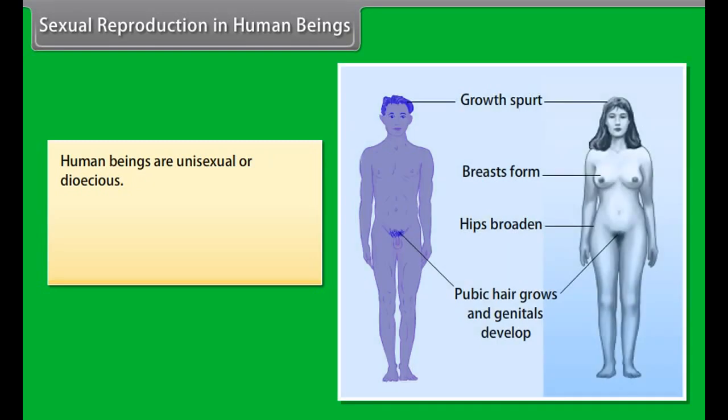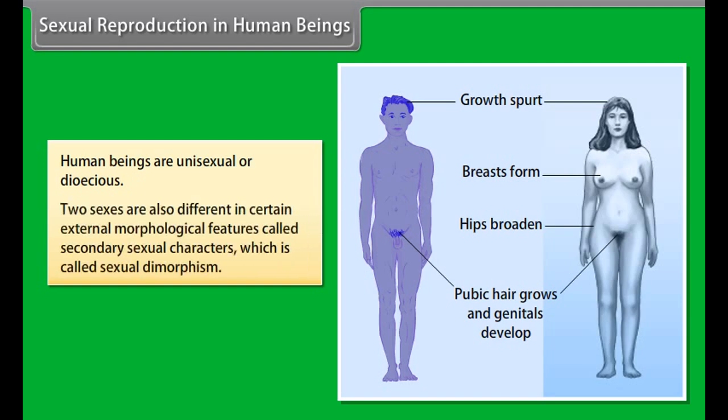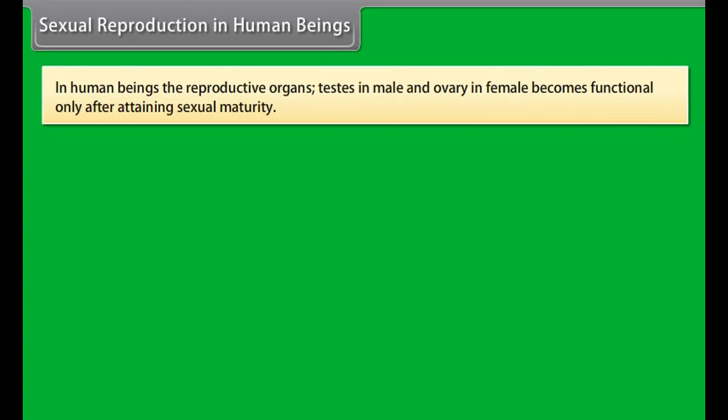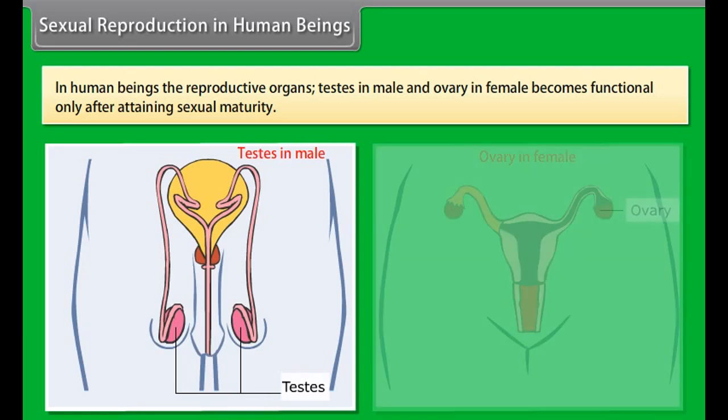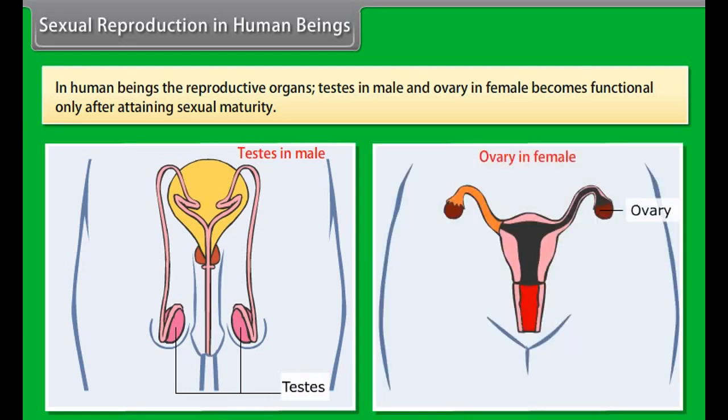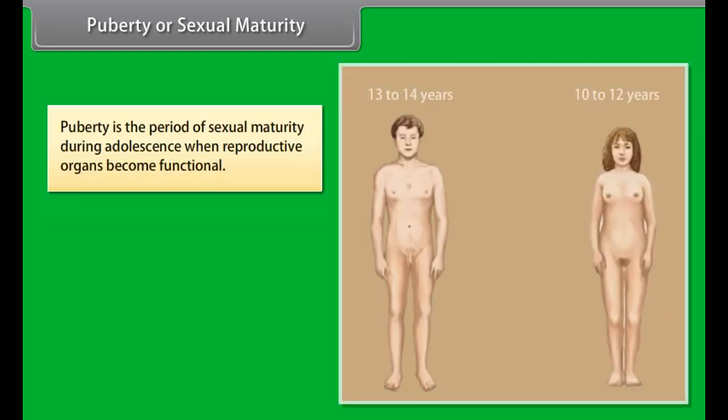Sexual reproduction in human beings. Human beings are unisexual or dioecious. The two sexes are also different in certain external morphological features called secondary sexual characters, which is called sexual dimorphism. In human beings, the reproductive organs, testes in male and ovary in female, become functional only after attaining sexual maturity, puberty.